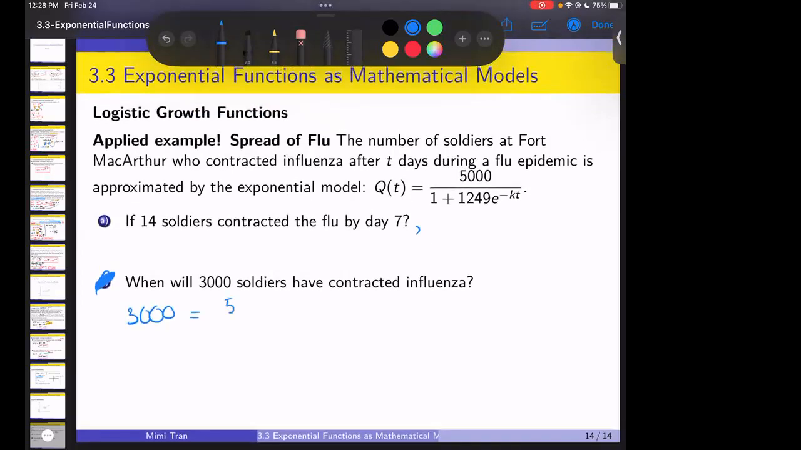So 5,000 divided by 1 plus 1,249. That's my B. E to the negative. Do I have K, or rather negative K?